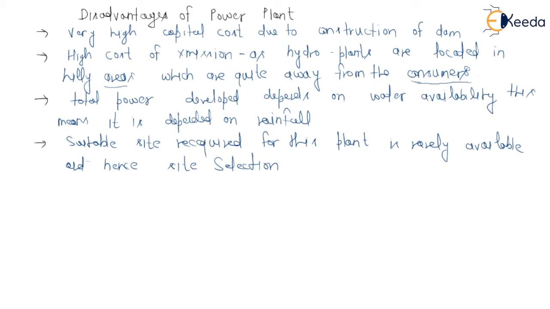Now the third point is that the total power developed depends on water availability. It means it is dependent on rainfall. If the rainfall is less, then that will be problematic. The next disadvantage is that a suitable site required for this plant is rarely available, hence site selection is difficult. So we have studied the working principle, advantages, and disadvantages of hydroelectric power plant. So this is all about this topic. Thank you.